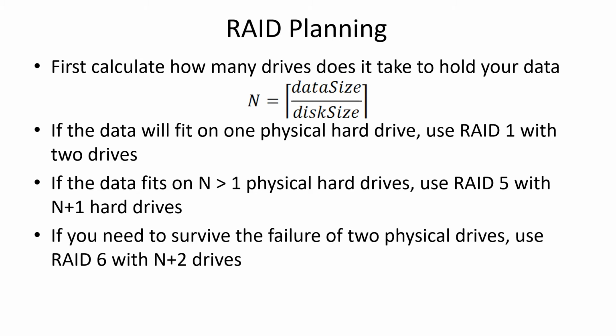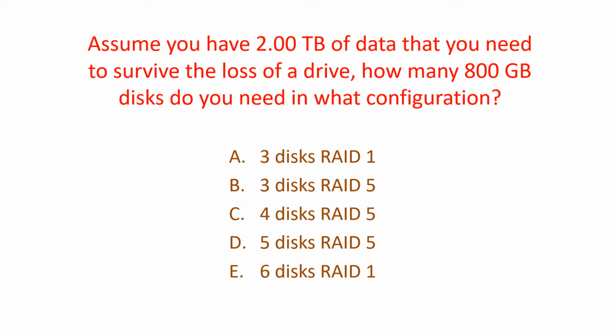Once you've got the number of disks, if that number is less than 1, then use RAID 1 with 2 drives. That's mirroring. If, though, it takes more than 1 disk to hold the data, then add 1 disk and use RAID 5. Unless you're really paranoid and you want to survive the failure of 2 drives, then you add 2 more disks and use RAID 6. Try this.